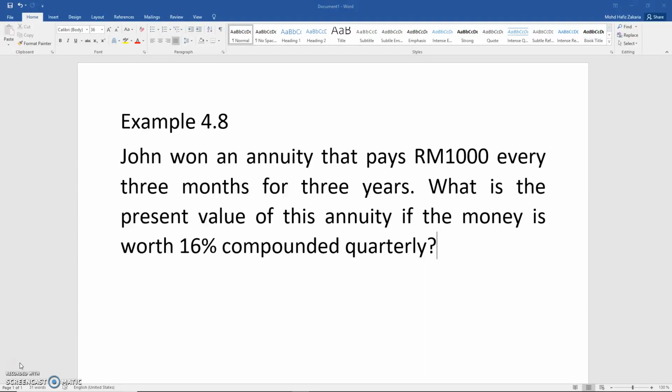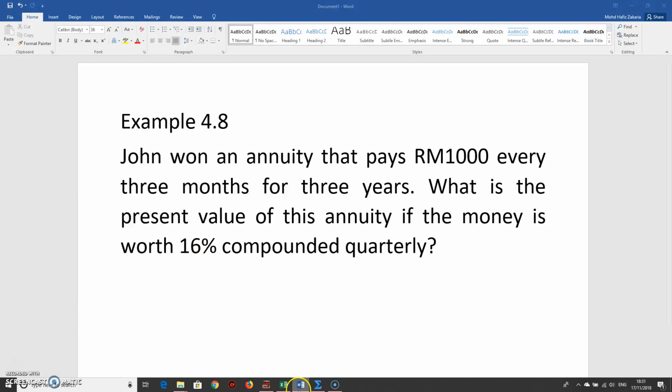Basically, in 1 year, John will be paid 4,000, right? So for 3 years, meaning in total, John won 12,000. That is if we are not really considering any value of money. But when we look at this, we see that John won 1,000 every 3 months and is being paid for 3 years. And the money is worth 16% compounded quarterly.